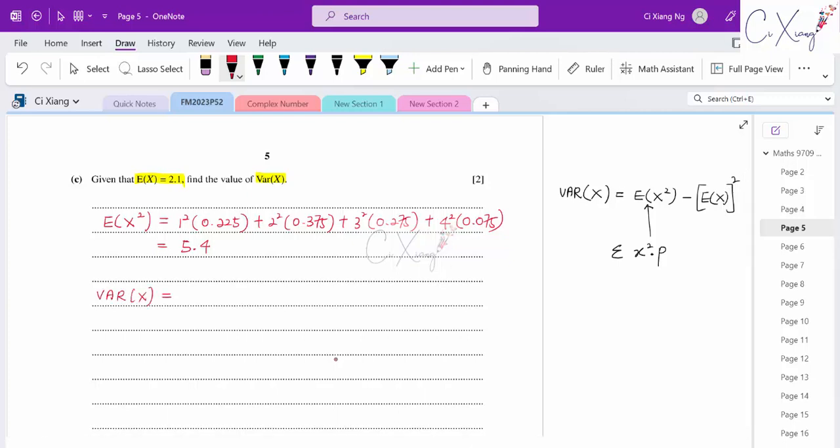To get the variance of x, the formula is shown here. Expected value of x squared minus the mean squared. For the expected value of x squared, we get 5.4 minus the mean squared. The mean is given in the question, which is 2.1, and we square it. Simplify the answer, we should get 0.99. So this is how we calculate the value for variance of x.